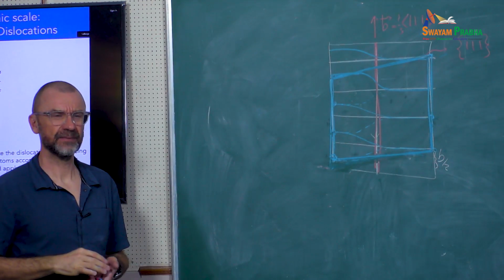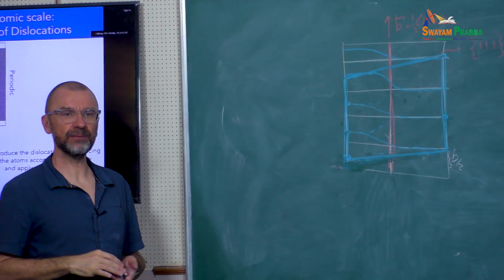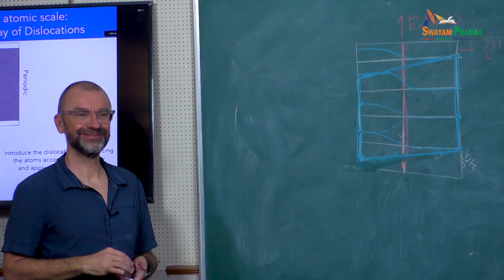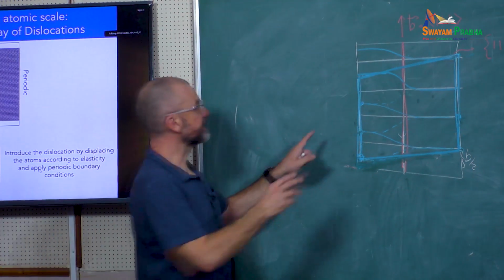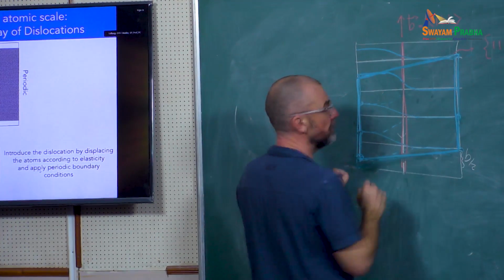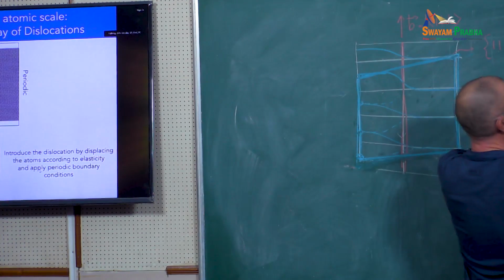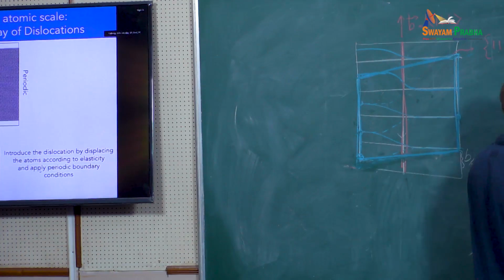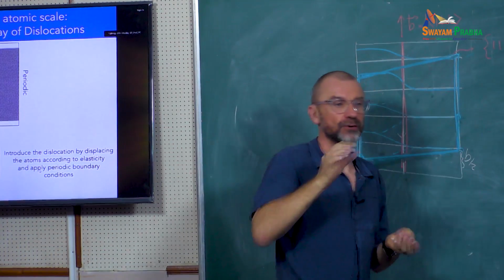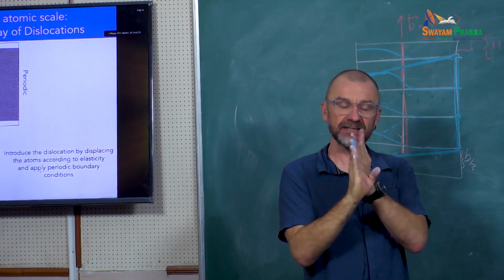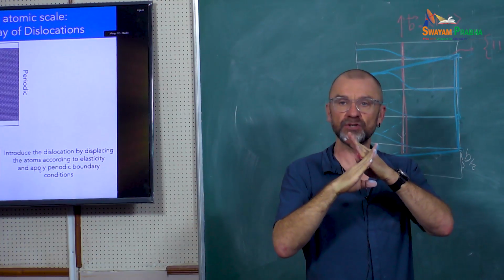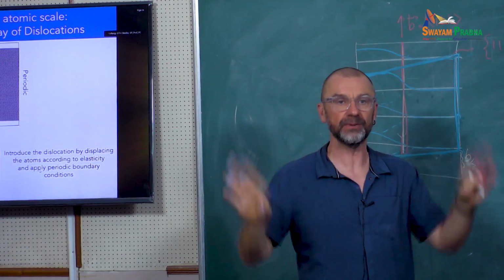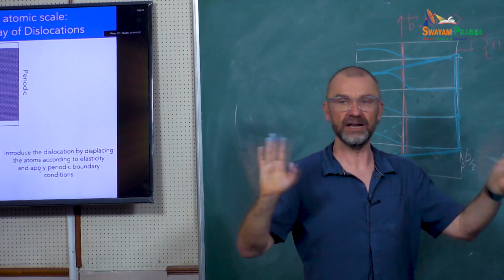You see what I'm doing? More or less. So this shift equal to b over 2 is true only when we are exactly along the glide plane. When we move away from the glide plane, the shift isn't exactly b over 2. So at the beginning, the planes are not fully aligned, but we do an energy minimization, and they nicely realign, and I have a screw dislocation with periodic boundary conditions left to right.